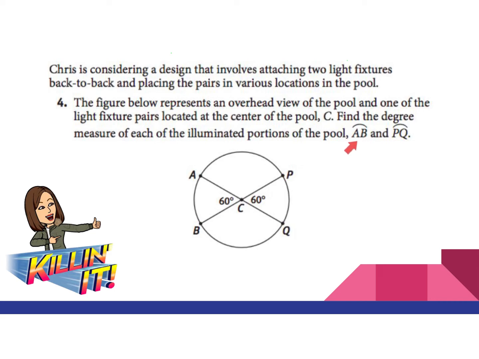So we're looking at arcs AB and PQ. So think back to 2 days ago when we learned about the angles where their vertex is coming from the center of the circle. Remember, these are central angles. So it's different from an inscribed angle. What we know is if we have a central angle, then the arc that it intercepts will also be the same measure. So both arc AB and PQ will equal 60 degrees.